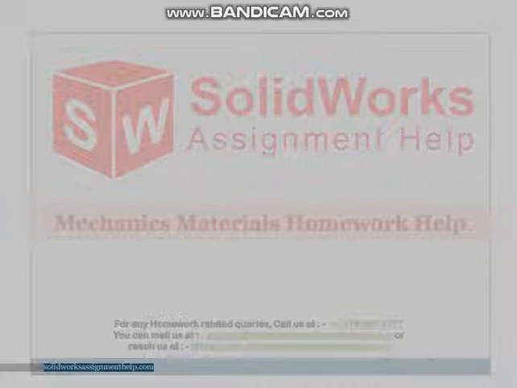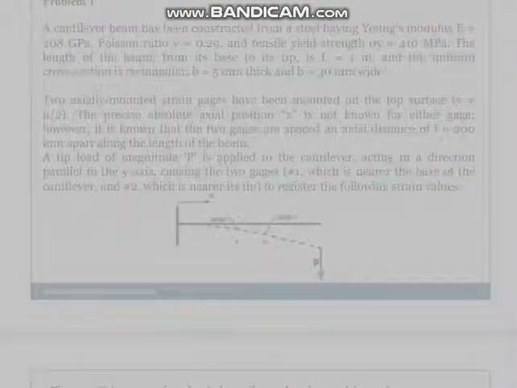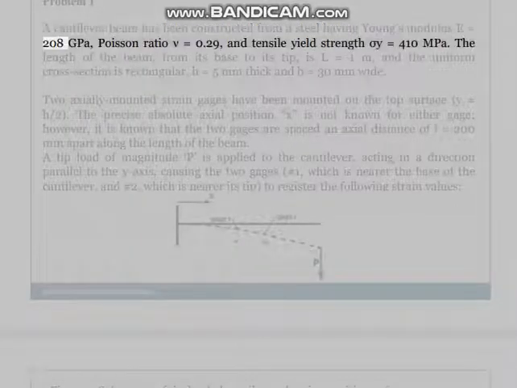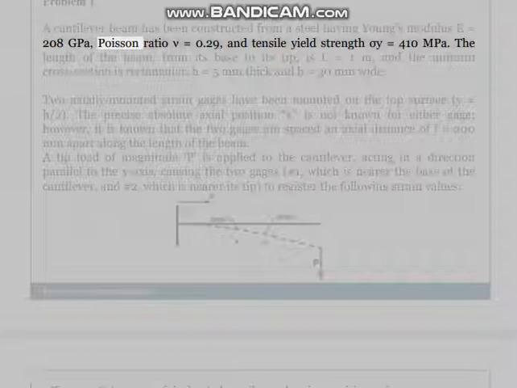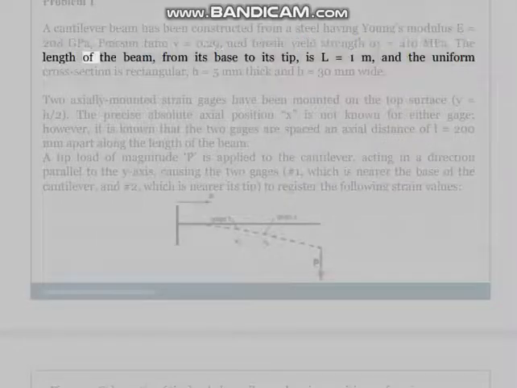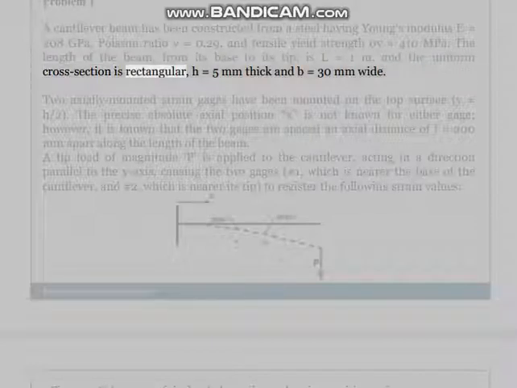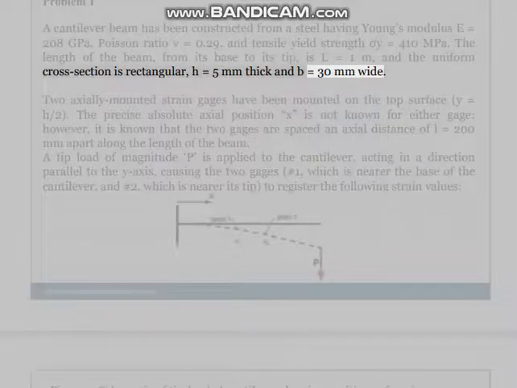Problem 1. A cantilever beam has been constructed from a steel having Young's modulus E equals 208 GPa, Poisson ratio nu equals 0.29, and tensile yield strength sigma y equals 410 MPa. The length of the beam, from its base to its tip, is L equals 1 m, and the uniform cross-section is rectangular, H equals 5 mm thick and B equals 30 mm wide.